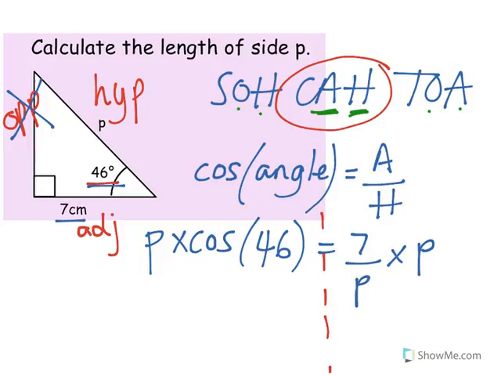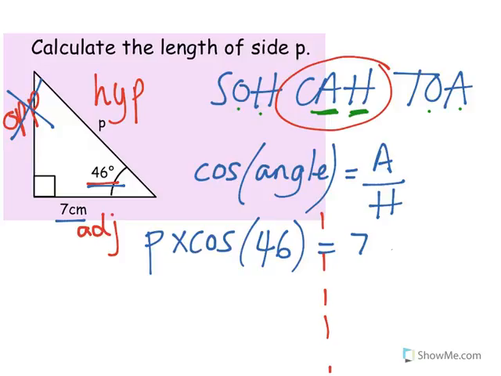Now that we've done that, we need to look for what cancels. So the times by p and the divided by p are going to cancel. So I can actually get rid of those. So they've gone now. So what I'm left with is p times cos of 46 is equal to 7.